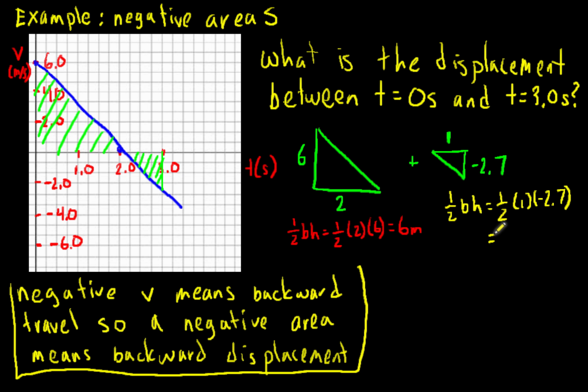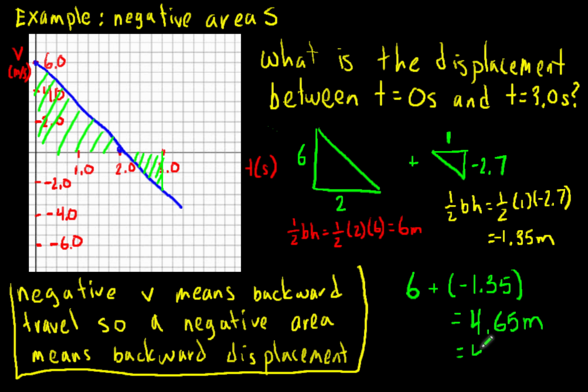And it's important to realize that this negative 2.7 tells us that the object was moving backwards. So the answer is 1.35 meters, but this is negative or backwards. So when we combine these, 6 plus negative 1.35, we find that the displacement is 4.65 meters. In sig digs, that's 4.7 meters. And since it's positive, it's forward.